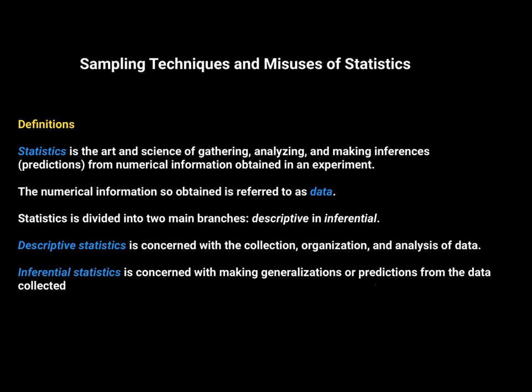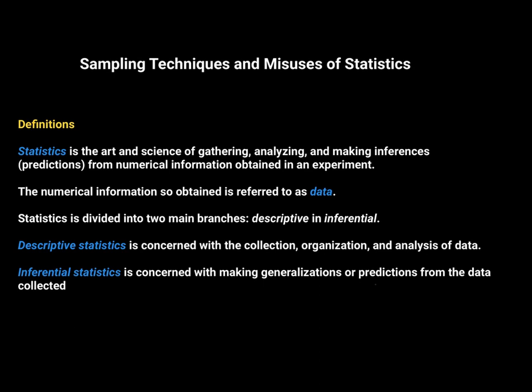So the first definition, and I've put them in blue font and italicized each word that we're defining. Statistics for us is the art and science of gathering, analyzing, and making inferences or predictions from numerical information obtained in an experiment. The numerical information so obtained is referred to as data.